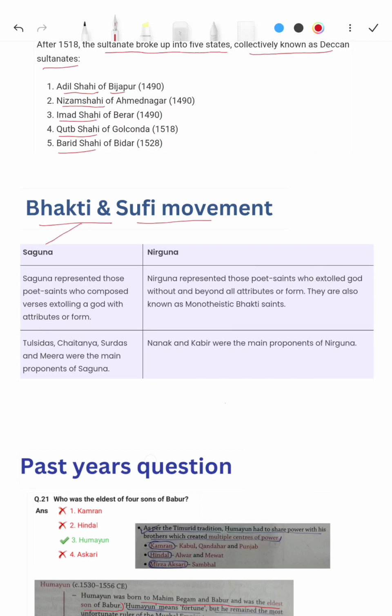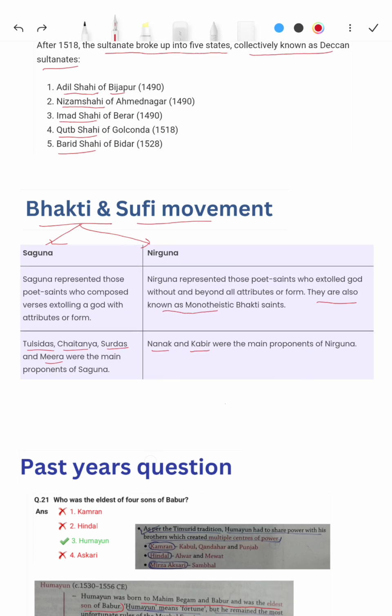Bhakti has 2 strands, that is Saguna and Nirguna. Saguna saints believe that God has attributes or form. Saints such as Tulsidas, Chaitanya, Surdas, Mirabai, etc. And Nirguna saints believe that God does not have form or attributes. They are also known as monotheistic Bhakti saints. Saints such as Nanak and Kabir were the proponents of Nirguna. And you can see the Sufi movement was based on silsilas. The most important silsila is Chishti.